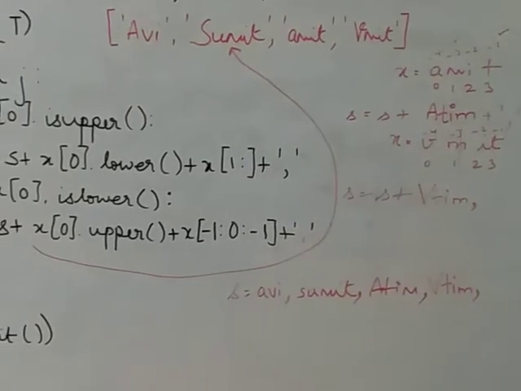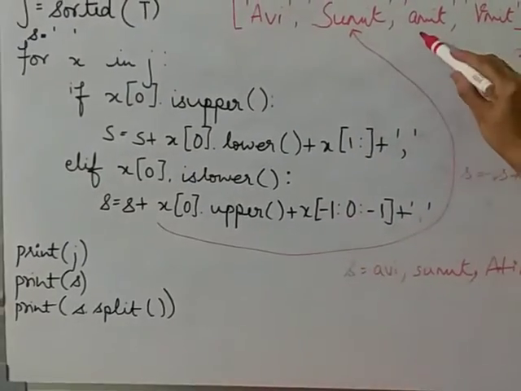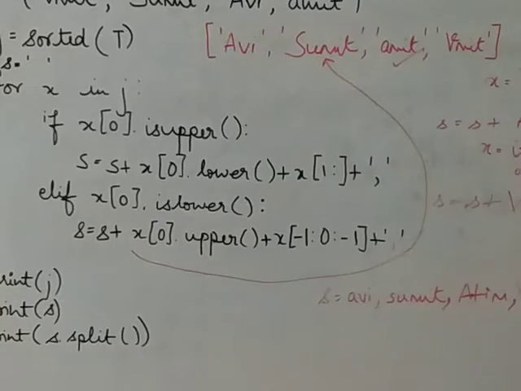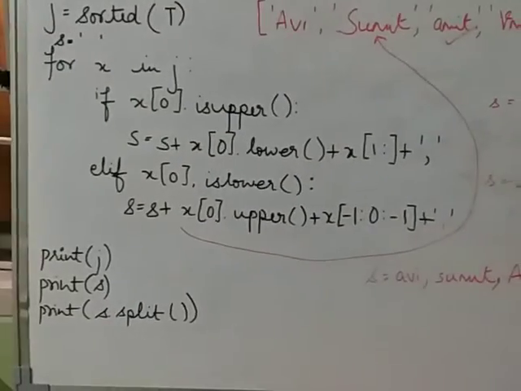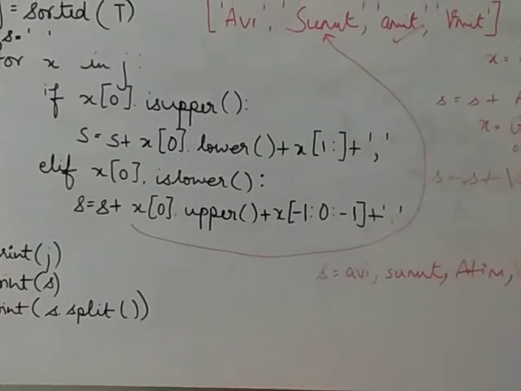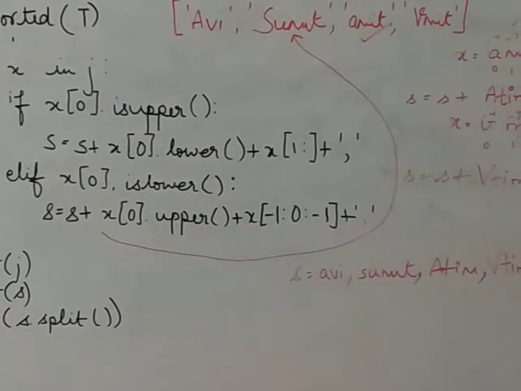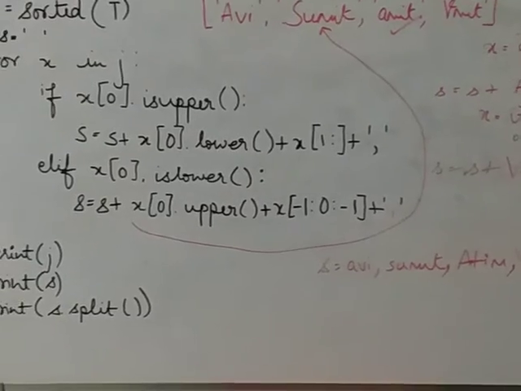After the loop, when you print J, J is this. When you print S, S is what? This. And when you print S.split(), split by default works on the basis of what? Space. As it is not having a space, there is no split output.